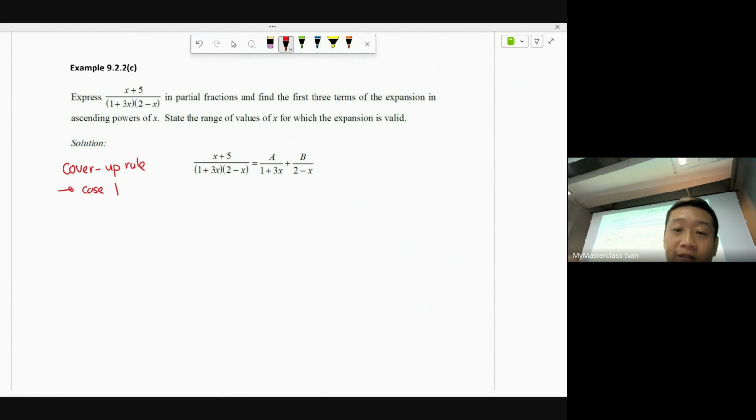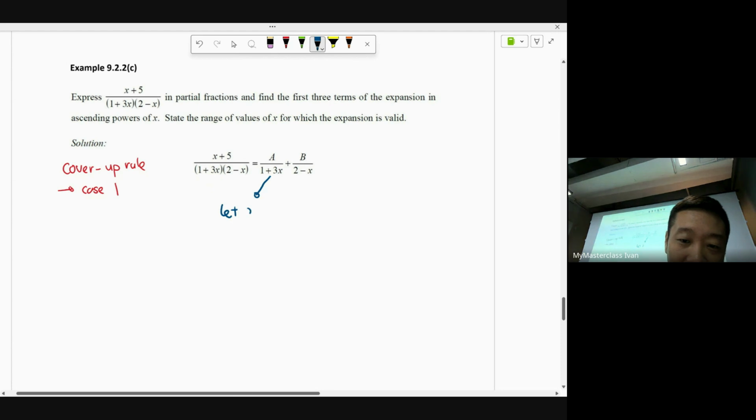So first, you must know that this over the denominator is going to be equals to A over 1 plus 3x plus B over 2 minus x. Okay, I'm going to teach you how to use cover-up rule. So first, you look at whoever the denominator is. So look at this. Basically, I know, let x equals to negative 1 over 3.